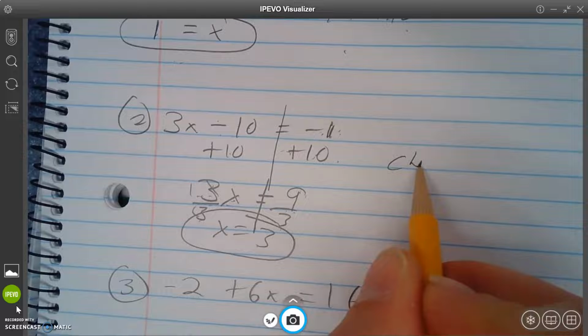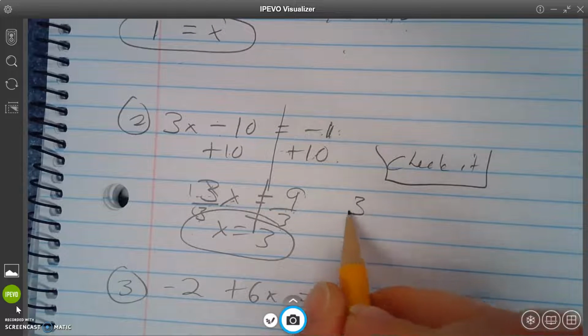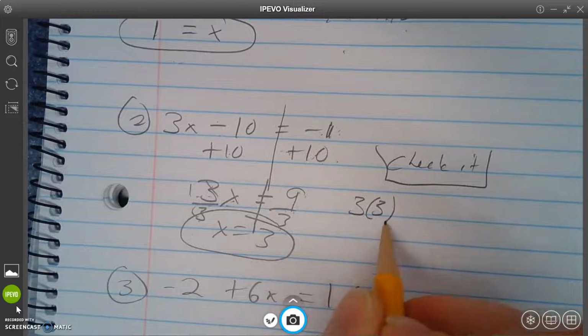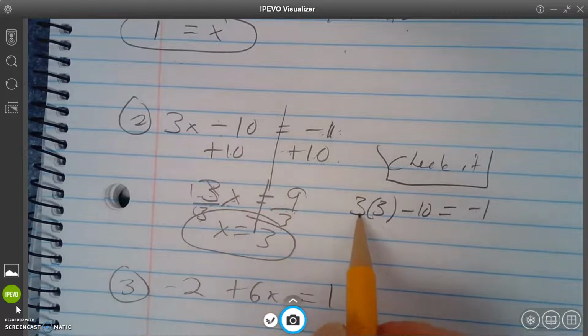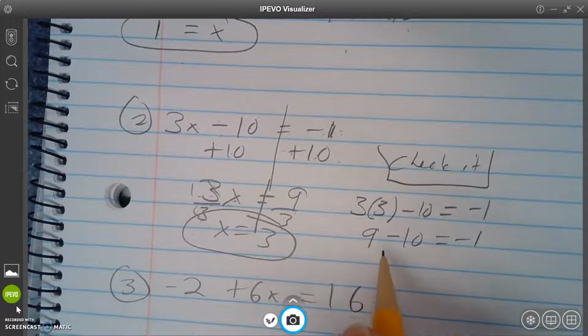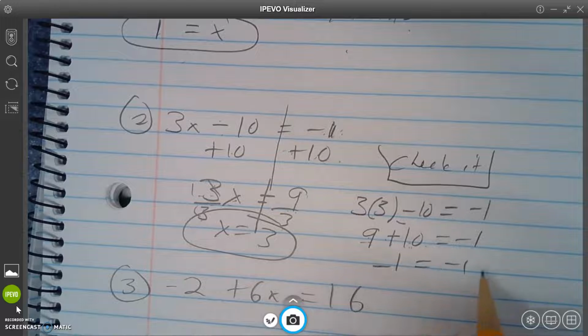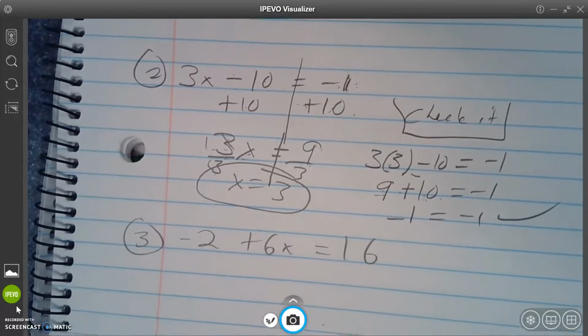Let's check it. So that would be 3 times 3 minus 10 equals negative 1. 3 times 3 is 9 minus 10 equals negative 1. Add the opposite: 9 plus negative 10. If I have $9, I owe 10. That means I'm now down 1. Yeah, got it. Nice. Cool. All right, a couple more.